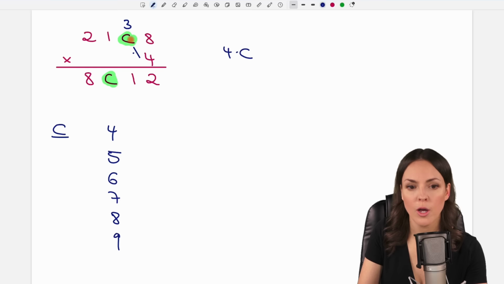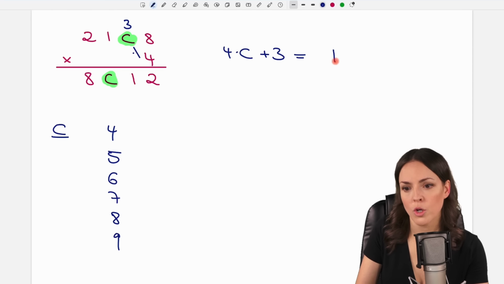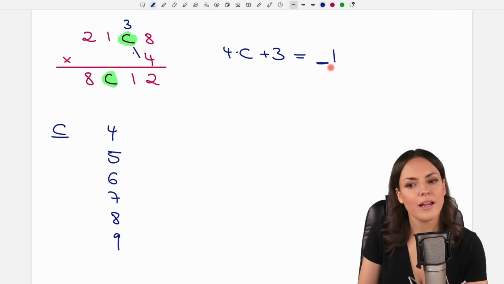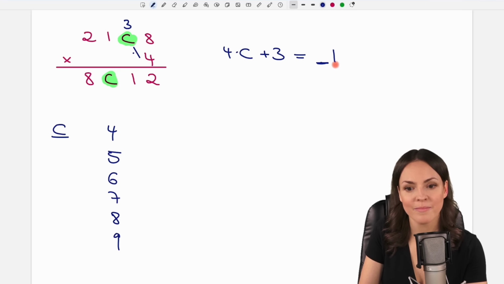4 times C plus my 3 will give me a result where I'm going to have a 1 as a last digit. I don't know if I have a carry. So I don't know if another number is here in front, but this is something I can say. If I do this calculation here, I will have a 1 at the end. So let's just check all of these numbers if they give us a result where we have a 1 at the end. 4 times 4 equals 16, plus the 3 would be 19.